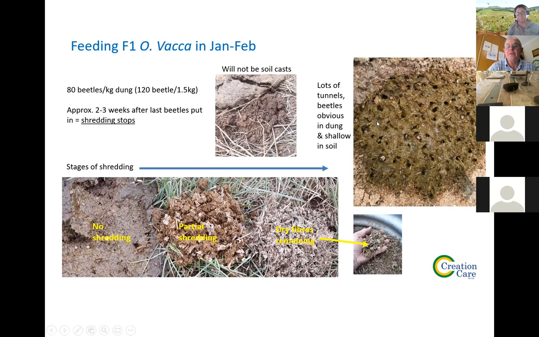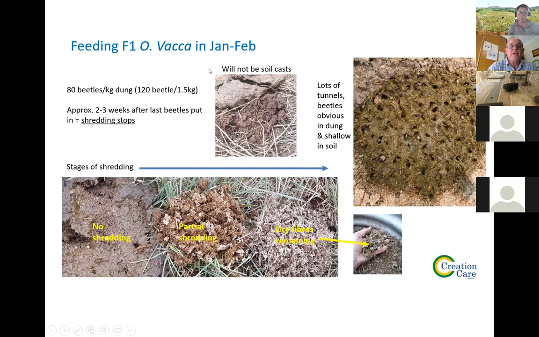Another thing you can do with this, because I said there's a lot of tunnels you can have. I think you'll get 80 to 100 beetles per kilogram of dung under one dung pad. And you can lift that dung pad up and you'll see 80 to 100 holes. If you see 80 to 100 holes and not four or five, you know that the F1s are now active, not the parents breeding.